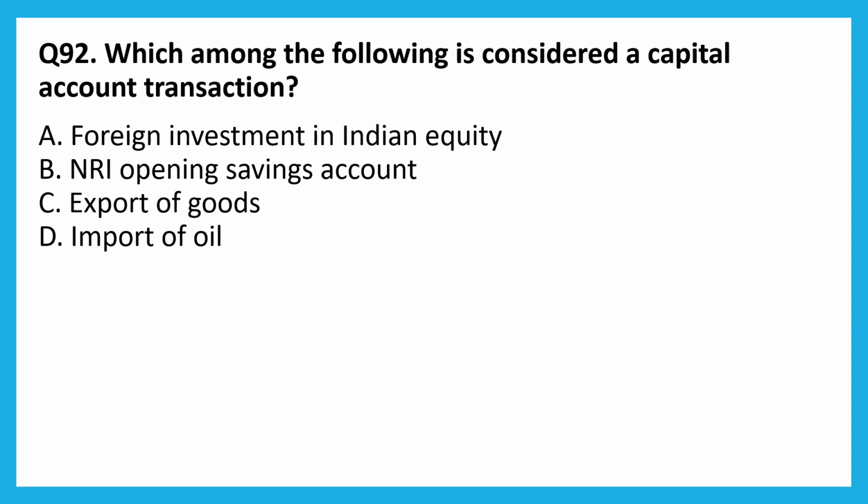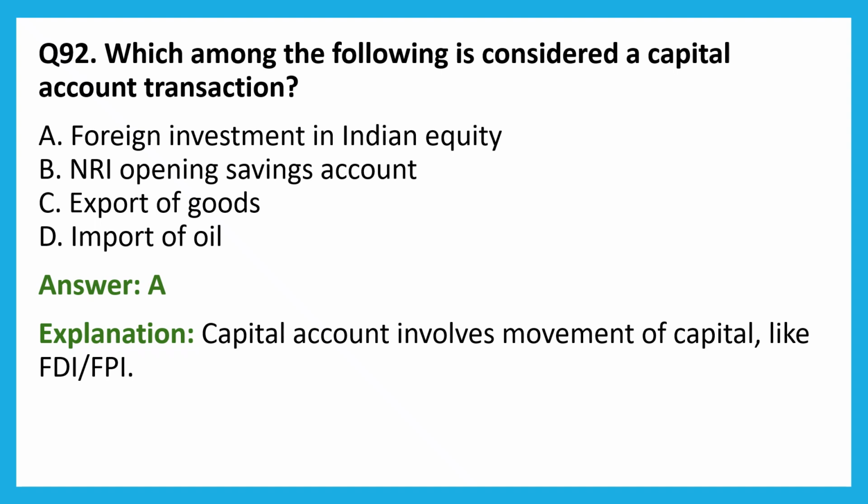Next question. Which among the following is considered a capital account transaction? Option A foreign investment in Indian equity, option B NRI opening savings account, option C export of goods and option D import of oil. Correct answer is option A foreign investment in Indian equity.